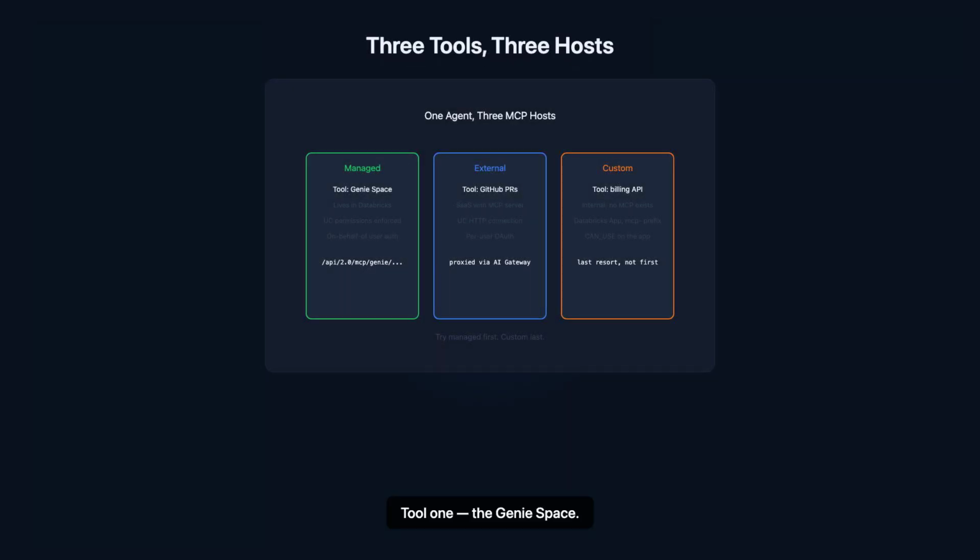Tool 1. The Genie space. It lives in Databricks already, governed by Unity Catalog. That's managed MCP, with on behalf of user auth, so row-level security applies automatically. Tool 2. GitHub pull requests. GitHub is a public software as a service tool, and there's an off-the-shelf MCP server for it. That's external MCP, proxied through AI Gateway, with per-user OAuth so each user sees their own pull requests.